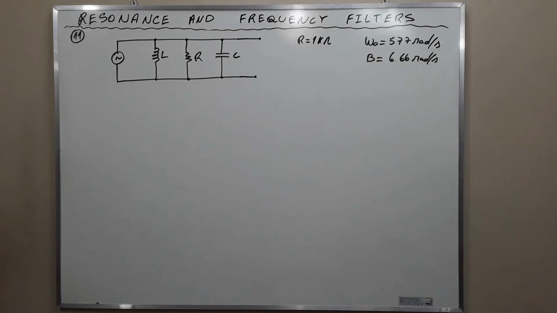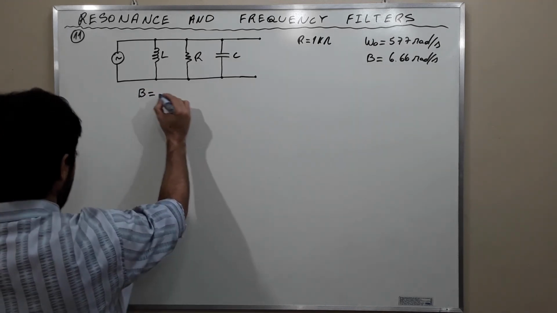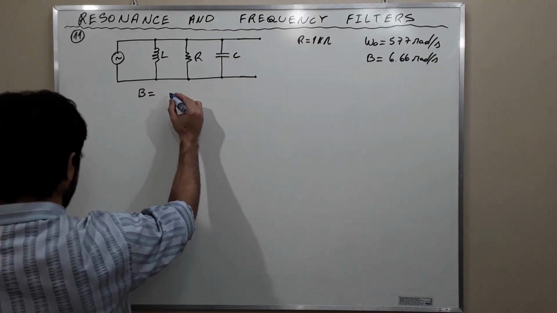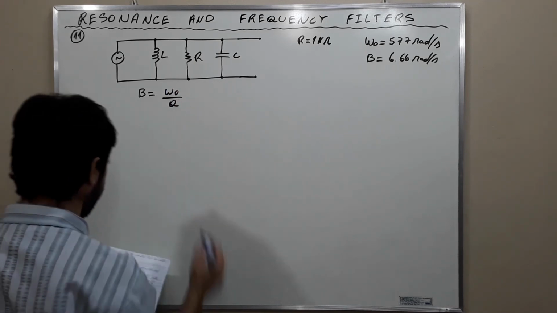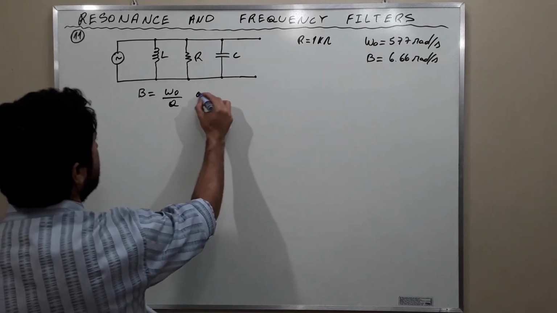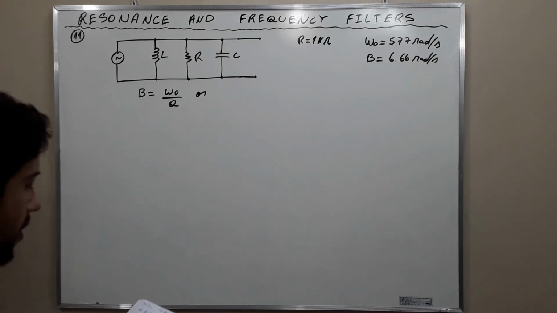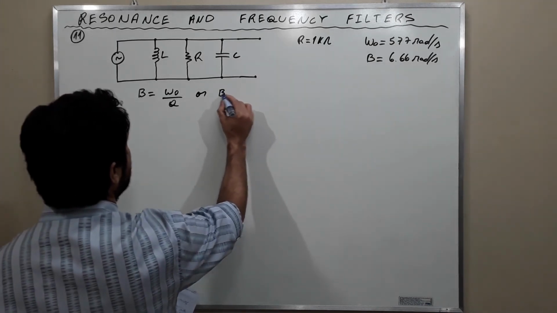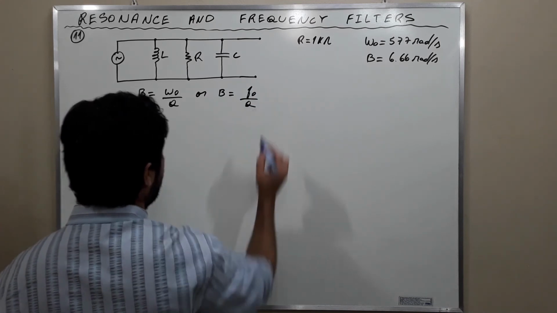For the parallel connection, or LC parallel connection, the bandwidth is B equal to W0 over Q. Or, depending on the textbook that you choose to use as a reference, B will be equal to F0 over Q. Alright?